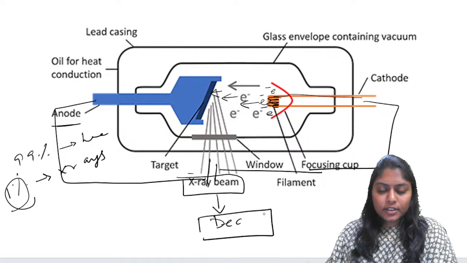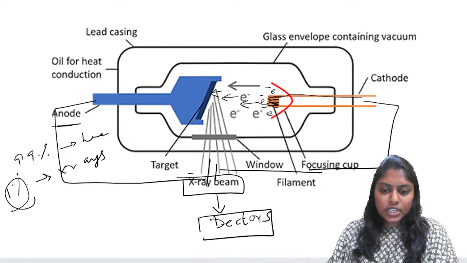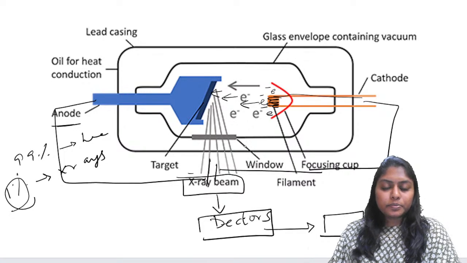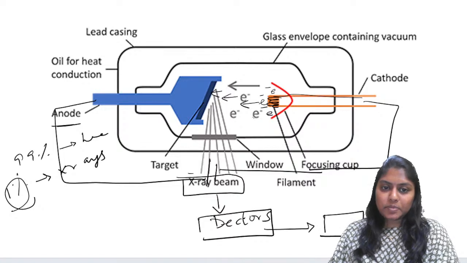Depending on whether it is DR or CR or whatever we are doing, the detector's composition changes. After the detectors detect the X-rays, this is connected to a monitor on which we are able to see the image. The other parts of the X-ray tube which are important for our MCQ purpose: there is a window, and the entire apparatus is enveloped in a glass which is filled with vacuum.